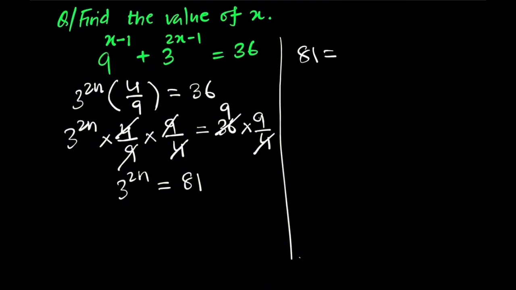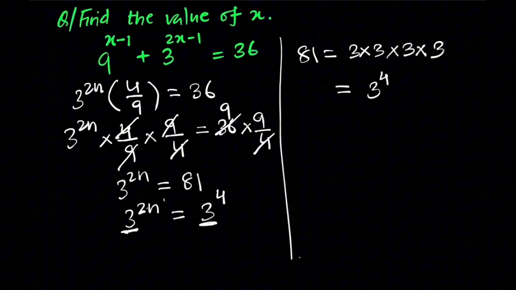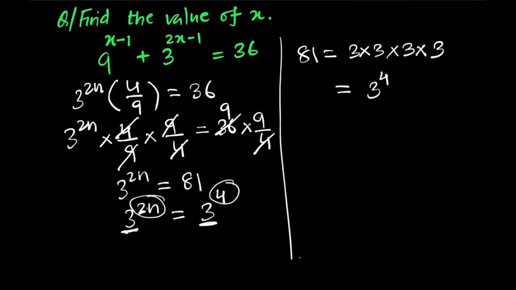Now 81 can be written as 3 times 3 times 3 times 3. So 81 is 3 multiplied four times, that is 3 raised to 4. Now 3 raised to 2x equals 81 means 3 raised to 4. Since the bases on the two sides are equal, the exponents on the two sides must also be equal, which means 2x must equal 4. Now divide by 2 on both sides of the equation to remove the 2 from here. So the value of x equals 2.